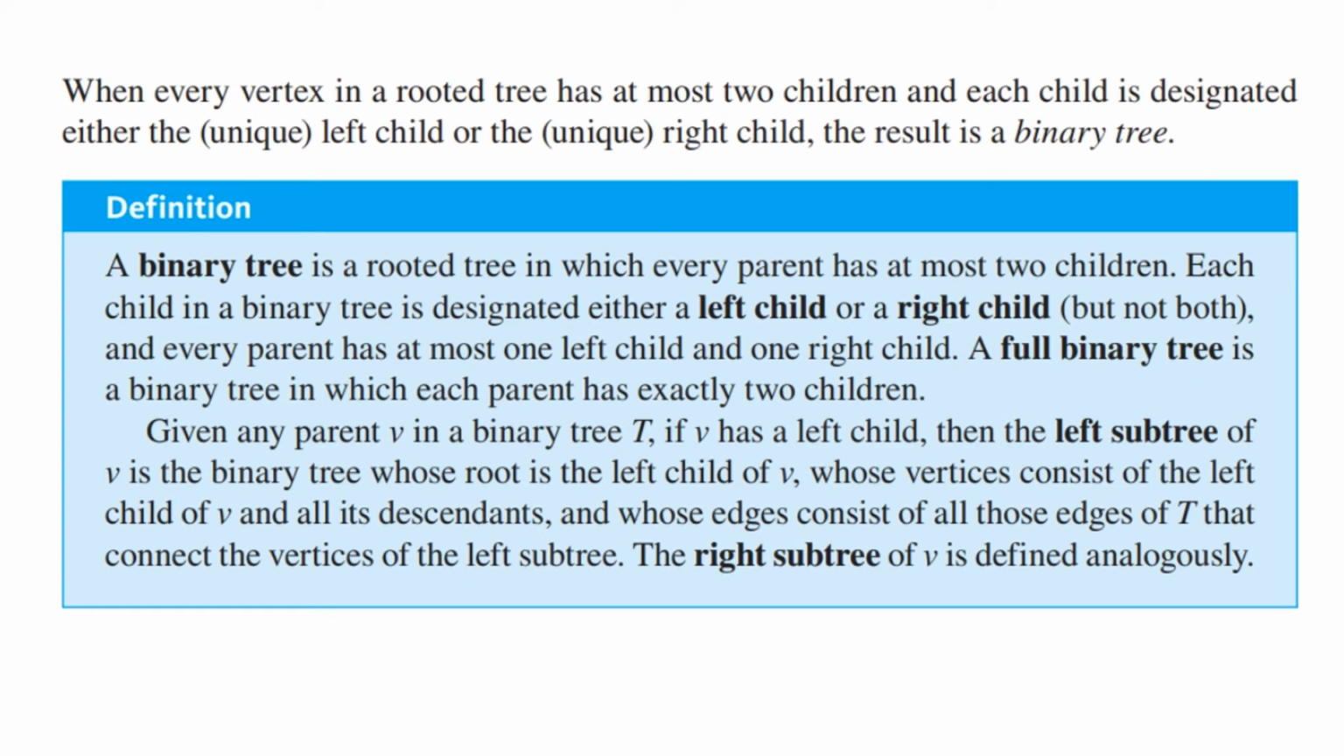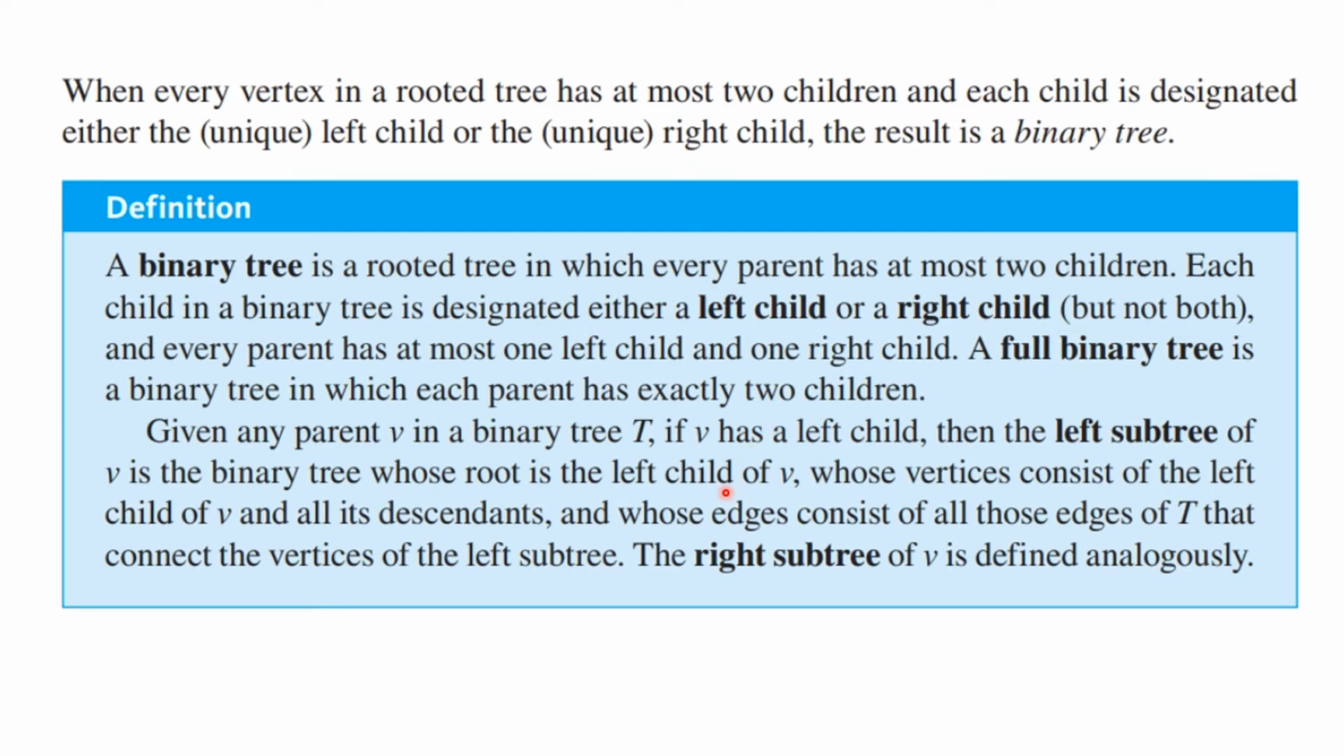Now, when every vertex in a rooted tree has at most two children, and each child is designated as a left child or a right child, the tree is called a binary tree. So, a binary tree is a rooted tree in which every parent has at most two children. And notice it says at most. Each child in a binary tree is designated either a left child or a right child, but not both. And every parent has at most one left child and one right child. A full binary tree is a binary tree in which each parent has exactly two children. And again, this will appear in some theorems, so make sure you remember that part of the definition.